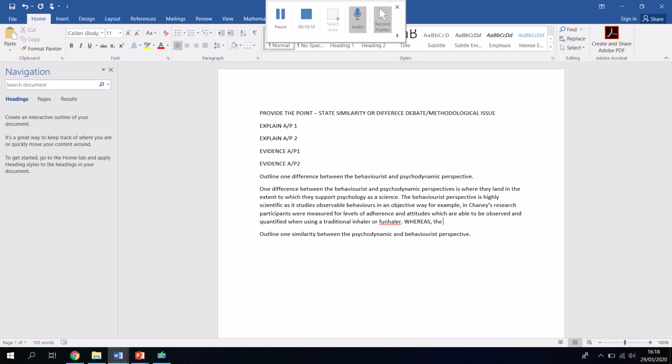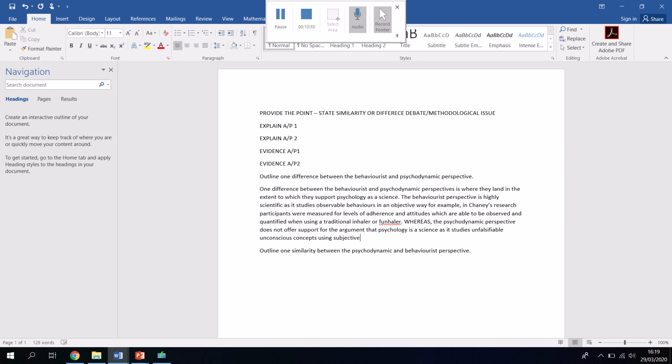So whereas the psychodynamic perspective does not offer support for the argument that psychology is a science, as it studies unfalsifiable unconscious concepts using subjective and qualitative methods.